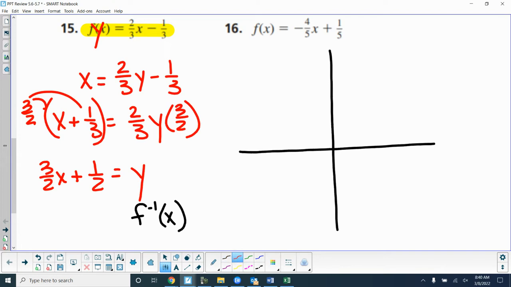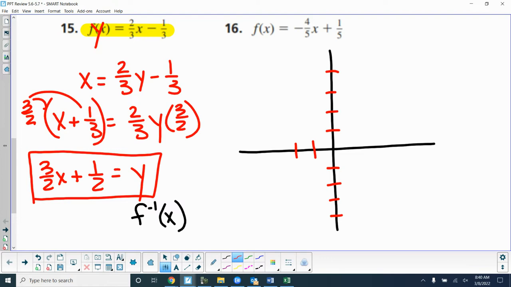Okay, so if I'm looking at this red equation, what's the y-intercept? 1/2, right? All right, so 1/2 would be about here, right? And then what's my slope? 3 over 2. Up 3, 1, 2, 3, and over 2, right? So it's about here. If I go down 3, 1, 2, 3, I can go left 2. That's about there. So there's that line.